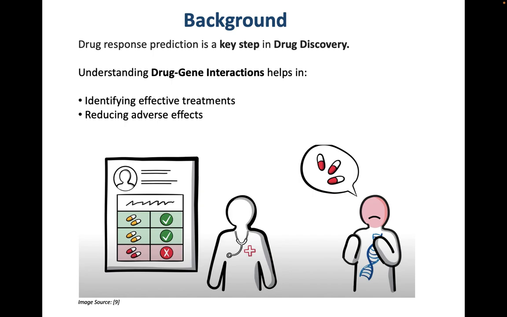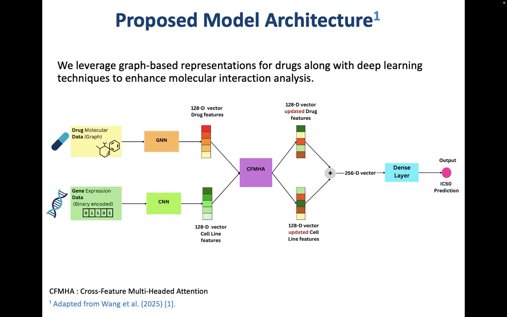First, some background. Drug response prediction is a key step in drug discovery. Understanding drug gene interactions helps us in identifying effective treatments and reducing adverse effects. This project predicts drug response using deep learning by combining drug SMILES-based molecular graphs and cancer cell gene expression profiles. The model uses a hybrid GCN-CNN architecture with cross attention fusion to predict ln IC50 values, indicating drug sensitivity.